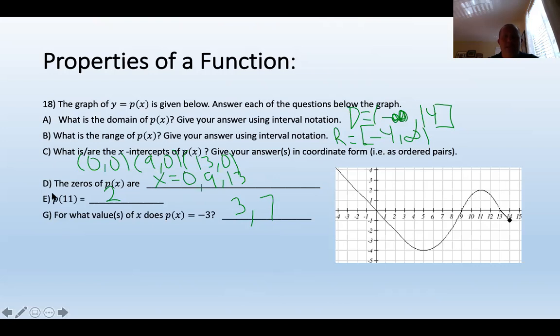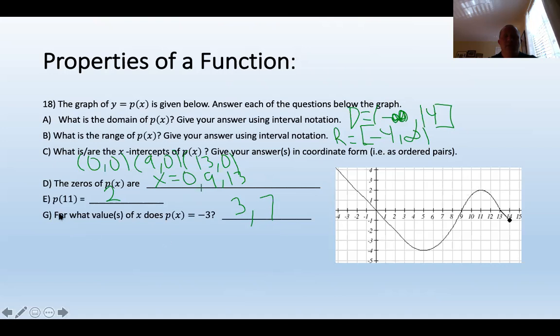E says p of 11 equals some number. Well, the number p of 11 is basically the y coordinate when x is 11. If you go to 11 on the x-axis, that would place you right here. Then the y coordinate at that point is 2. So 11, 2 is the point at that particular x. So 2 would be p of 11.